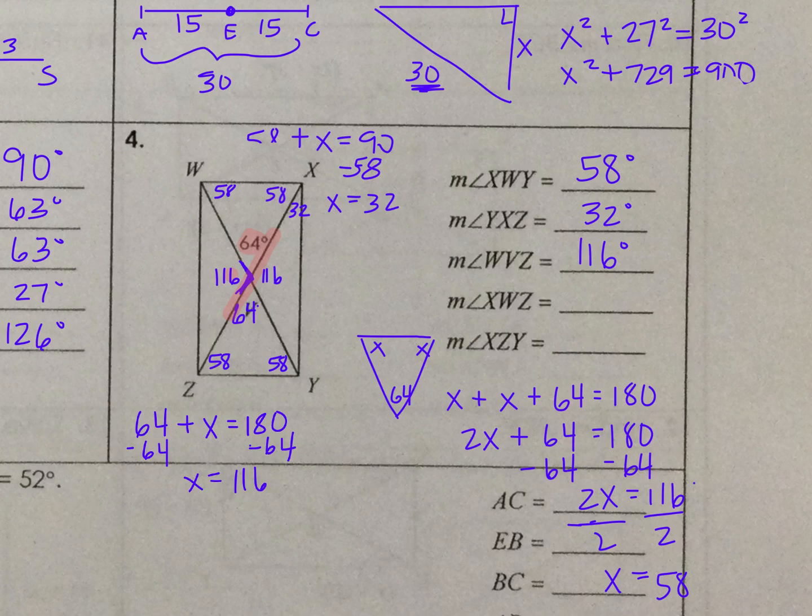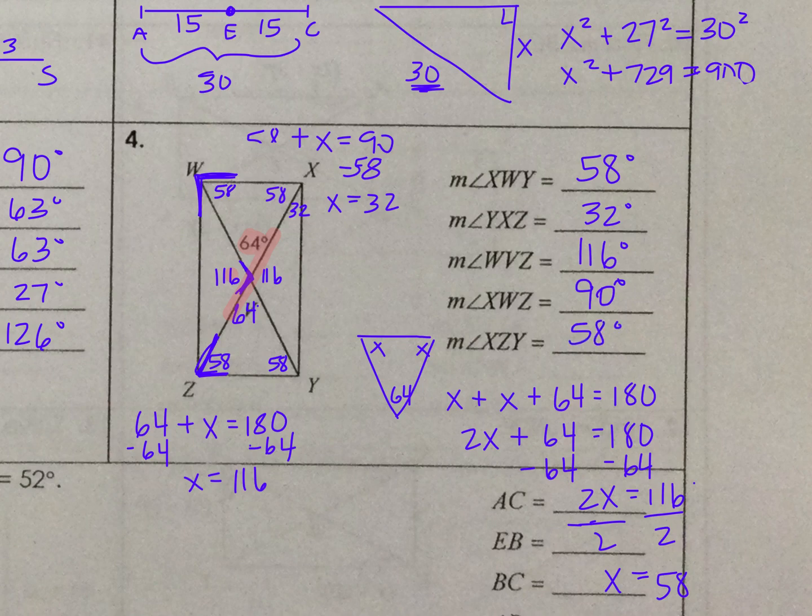XWZ. That's easy. That's a corner. It's 90 degrees. XZY. It wants to know that angle, and we've already written in that it's 58.